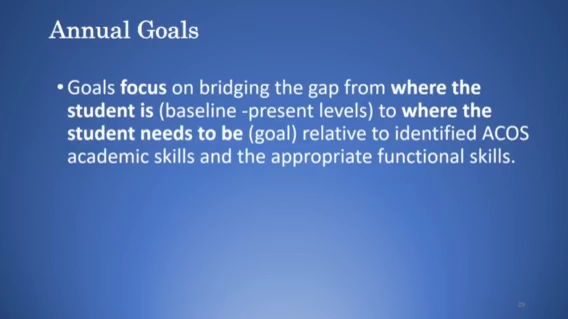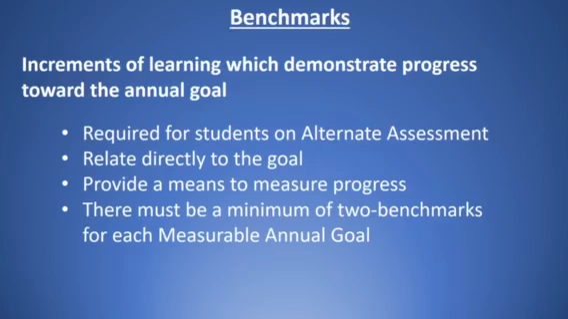Benchmarks are increments of learning which demonstrate progress towards the annual goal. Benchmarks are required for students on the alternate assessment. They relate directly to the goal. They provide a means to measure progress. And there must be a minimum of 2 benchmarks for each measurable annual goal.